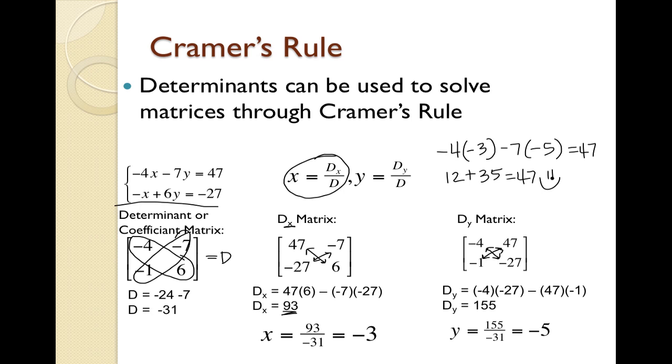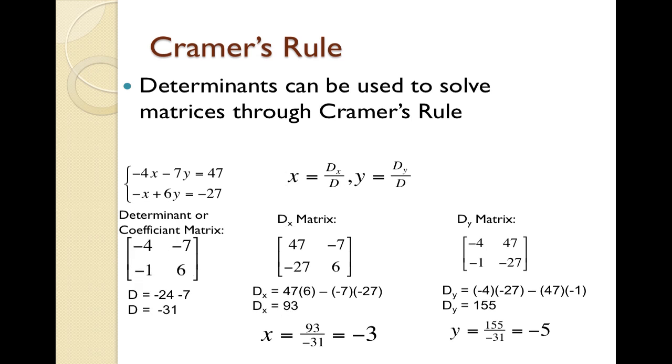And so we did this with 2 different variables, but you can do this with as many different variables as possible. You're just always going to swap the variable that you're solving for with the solutions. So here we swapped our x coefficients with the solution because we were solving for our x variable, and over here we swapped our y coefficients with the solutions because we were solving for our y variable. Everything else in the matrix would stay the same as your coefficient matrix. Okay, so let's move on to the next slide.